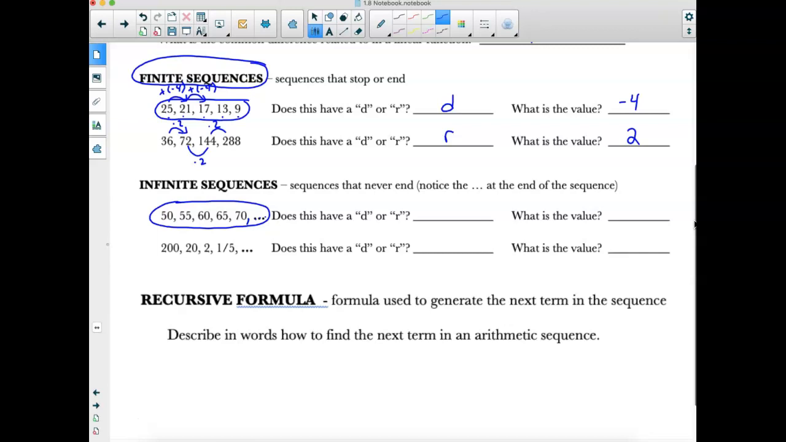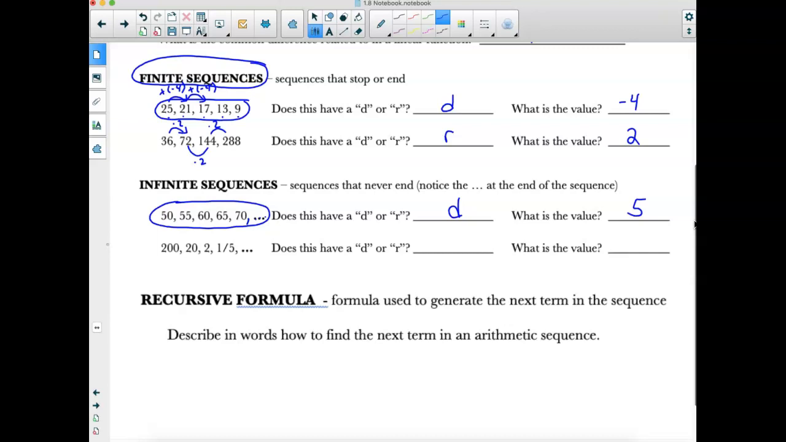Meaning if you continued this pattern, you will die before you finish the pattern because it goes on forever and ever and it never stops. Well, check it out between these numbers. What happens? Is this going to have a D or an R? Well, 50 to 55 to 60 to 65 to 70. Looks like it's going to have a D. Looks like we're adding 5 each time.